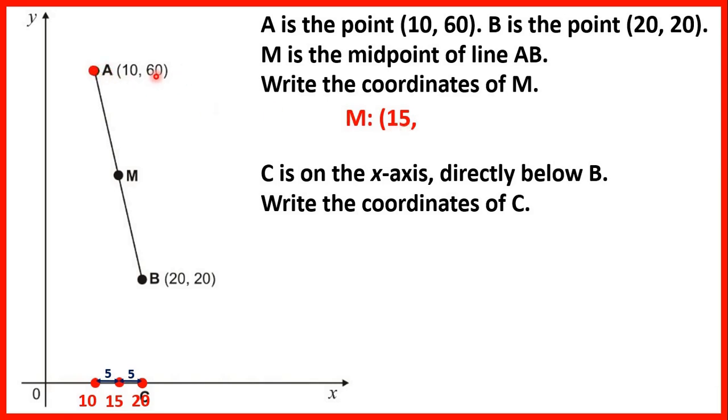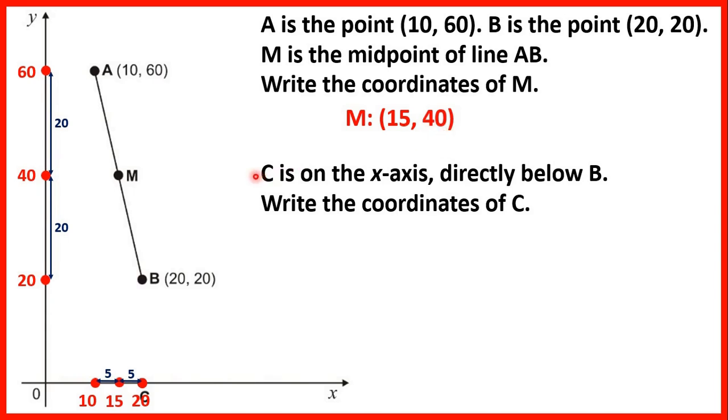And now the y-coordinate. The second number of A is 60, and the y-coordinate of B is 20. Again, if M is the midpoint, then we need a coordinate that's right in the middle of 20 and 60. So that's 40, because then we have 20 on each side. So the y-coordinate of M is 40.